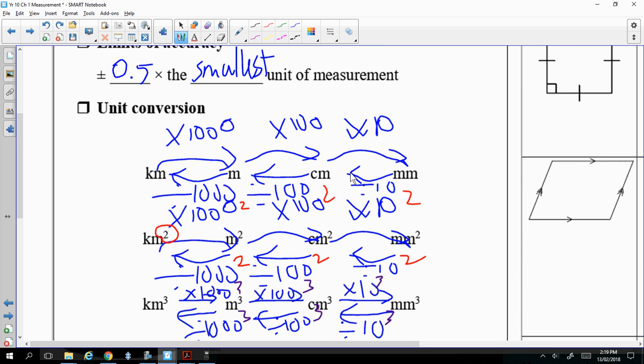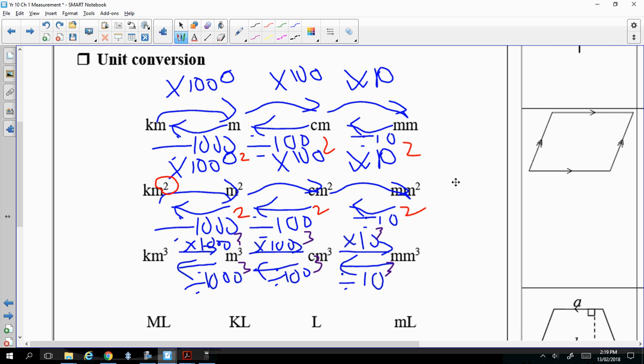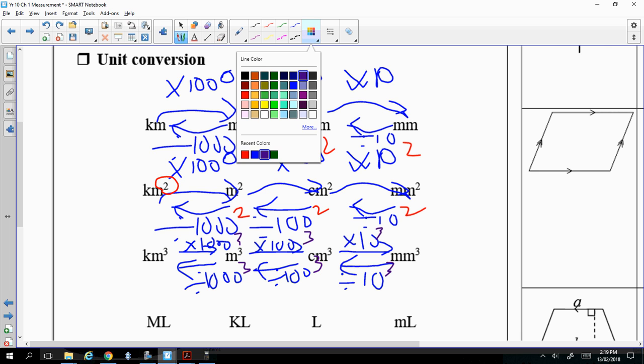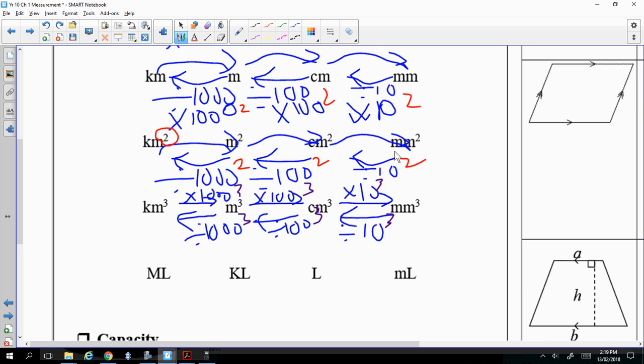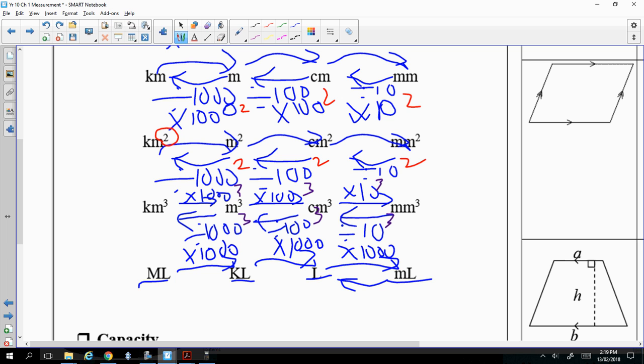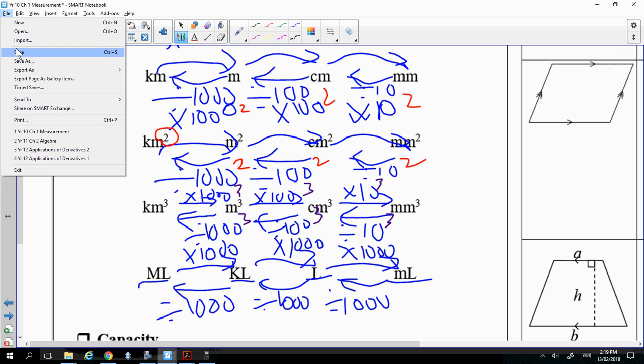Any questions? You need to know the capacity stuff as well: megaliters, kiloliters, liters, and milliliters. This is very easy because they are all 1,000. You just have to remember the order: mega, kilo, liter, and then milliliters. All done? Question? Yes? Why what? Scroll up. Yep, smallest unit.